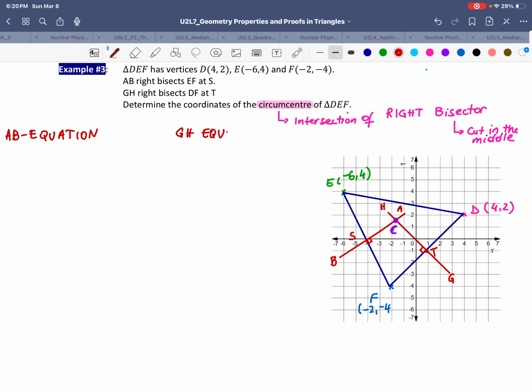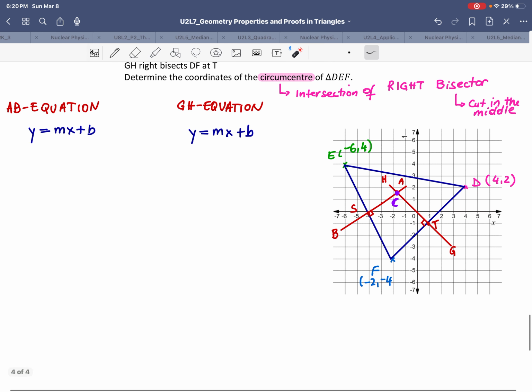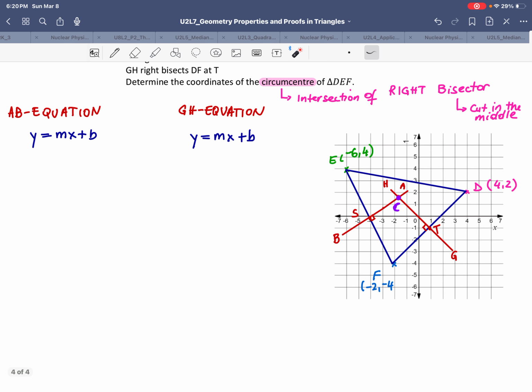Now, equations are easier to find in y equals mx plus b form. We are going to search for the slope and the y-intercept in each of them. We're going to do this one at a time, but remember, the way we do AB, we do GH as well. So if you understand how we do AB, stop the video and continue finding GH on your own. Now, to find the slope, we have to think: where is AB located? It's perpendicular to this line.